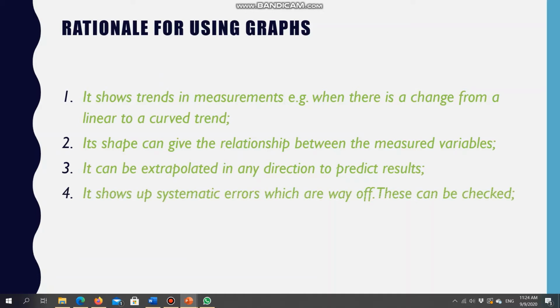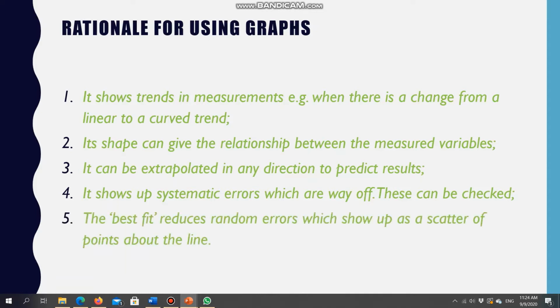And lastly, it shows up systematic errors which are way off. These can then be checked. Also, the best fit reduces random errors, which shows up as a scatter of points about the line.